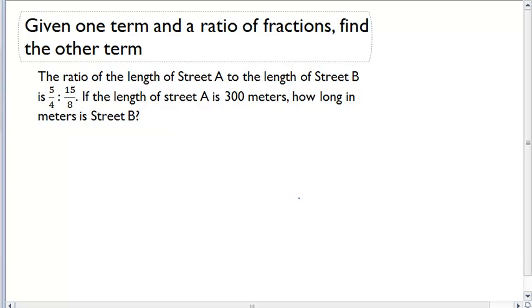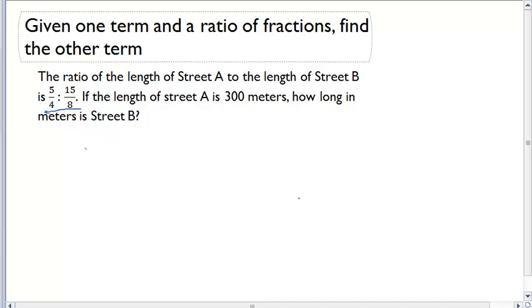Given one term in a ratio of fractions, find the other term. The ratio of the length of street A to the length of street B is 5 over 4 to 15 over 8. If the length of street A is 300 meters, how long in meters is street B?